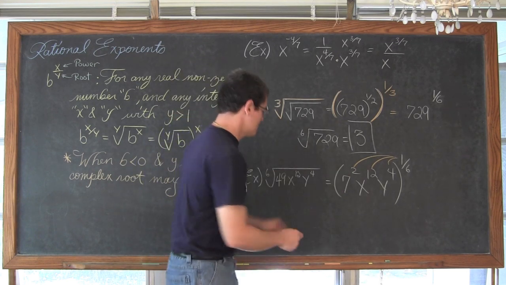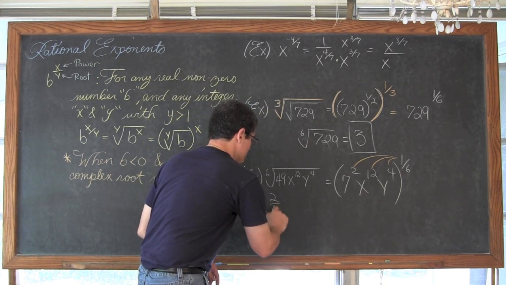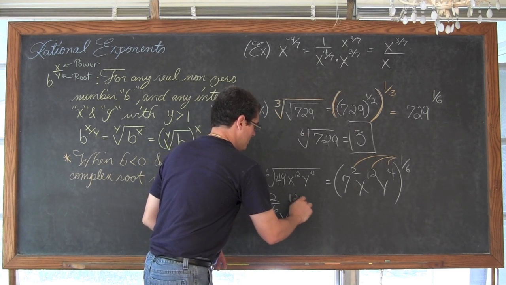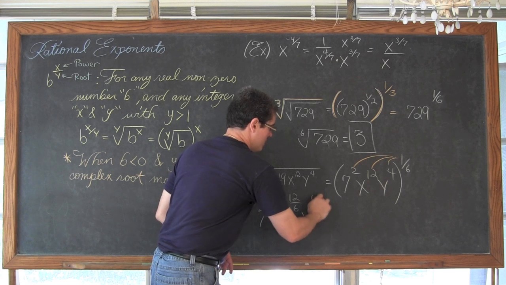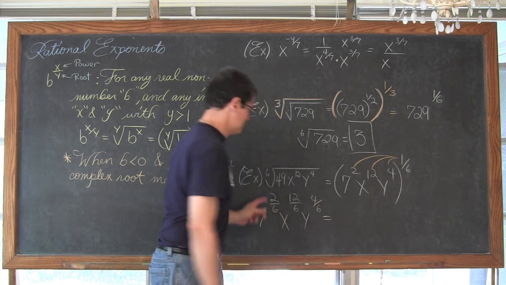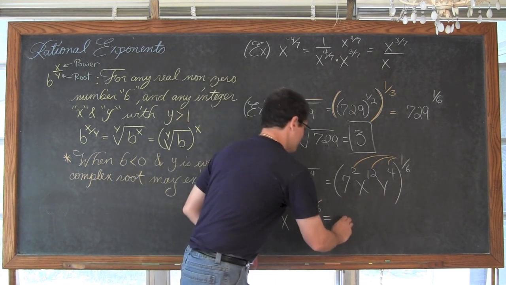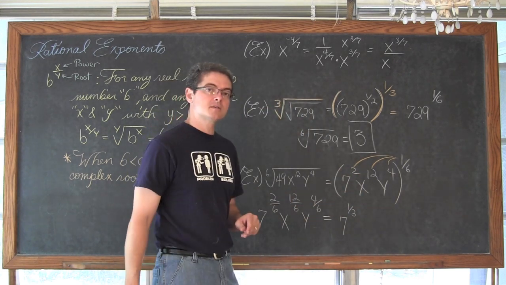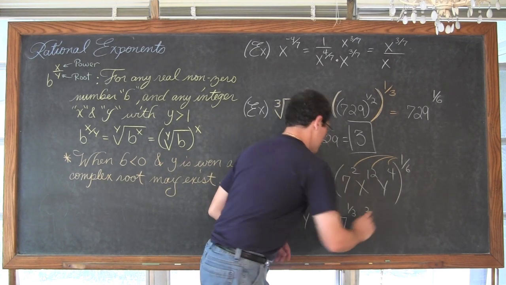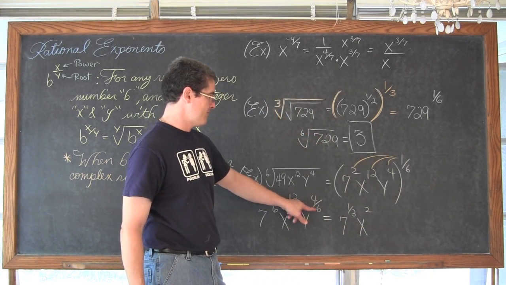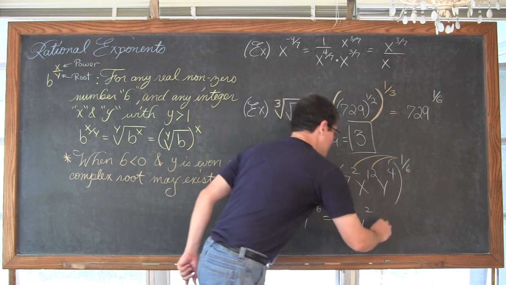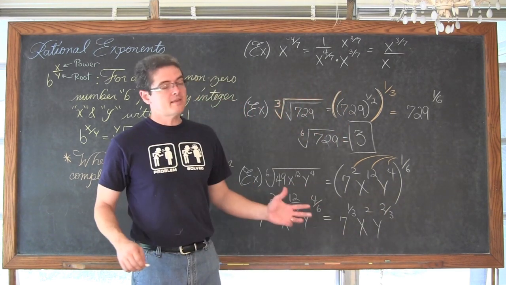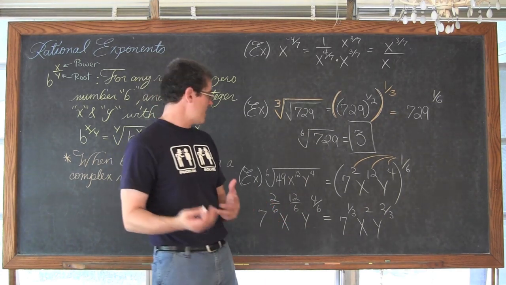We have 7 to the 2/6 power, which is going to reduce to 1/3 in a second. We have x to the 12/6 power and y to the 4 over 6 power. So 2/6 reduces to 1/3, so we have 7 to the 1/3. 12 divided by 6 is equal to 2, so we have x squared. And then finally we have y to the 4/6, which reduces to 2/3.